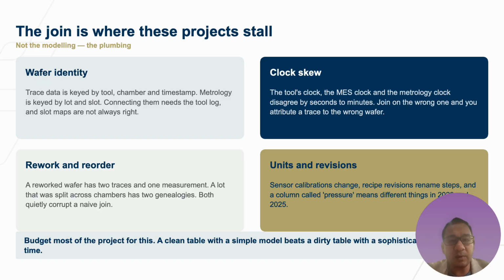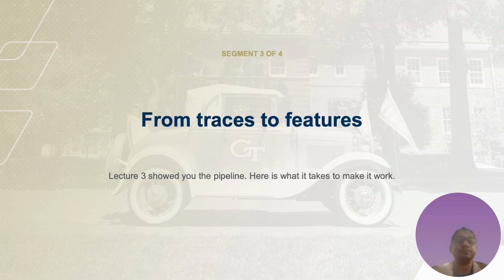Budget most of the project for this. I know this is unsatisfying. You came here for the machine learning, but a clean table with ridge regression beats a dirty table with a transformer every single time, and the second one is much harder to debug. If you take one practical thing from this lecture, take that.